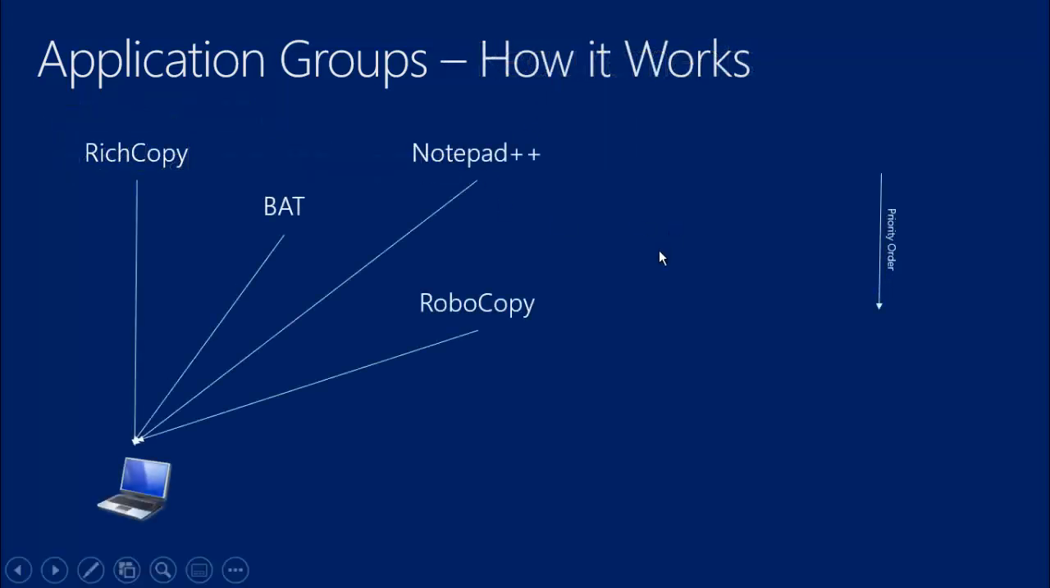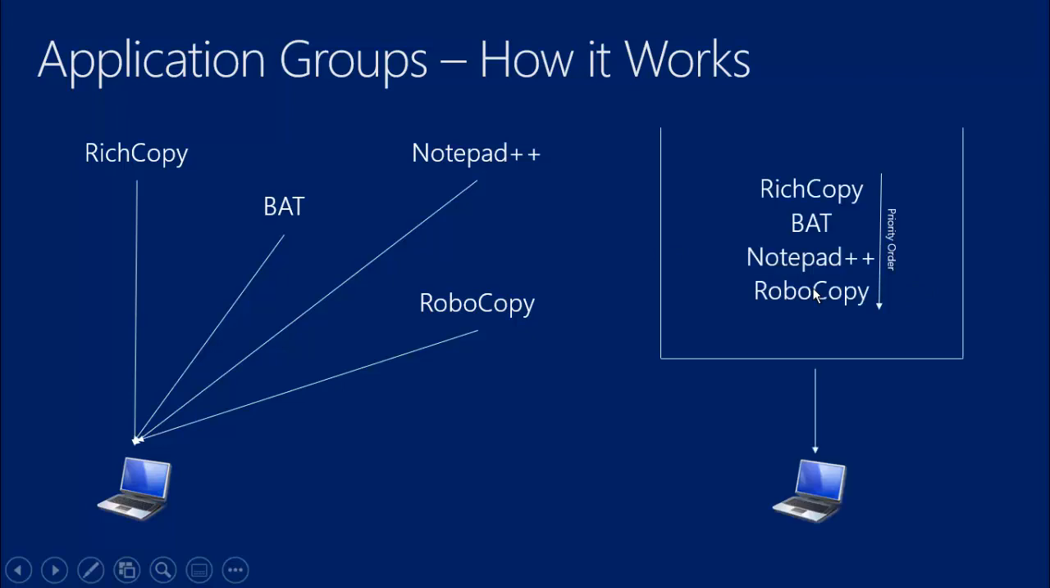So in terms of how this works, notice that's kind of sticking out. Let me go ahead and build it out. In terms of how this works, here's what I'm going to demonstrate in the lab. So I have 4 apps, Rich Copy, a batch file, Notepad++, and RoboCopy, that normally I would have individual deployments that would make those install on a machine, on a device, right? And that's worked fine for years.